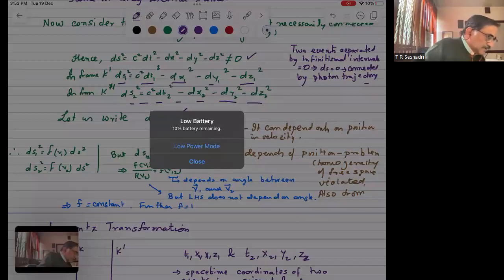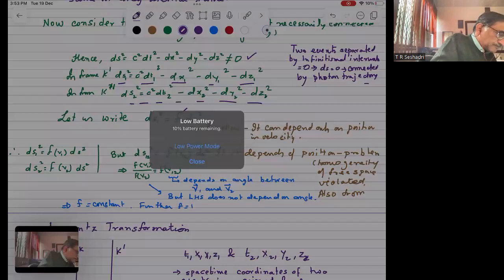So it means it can only depend, oh my God, battery problem. Just one minute.